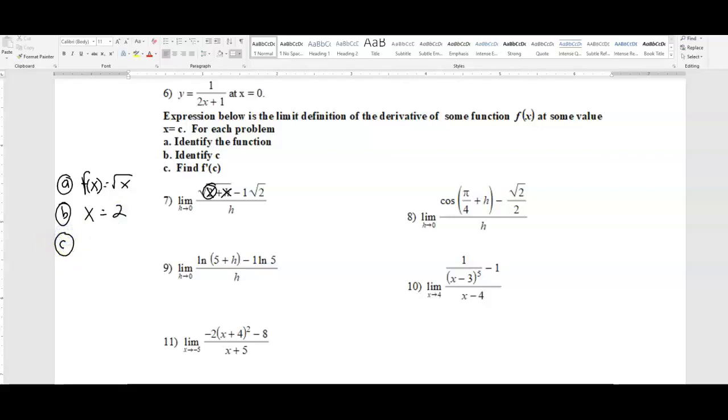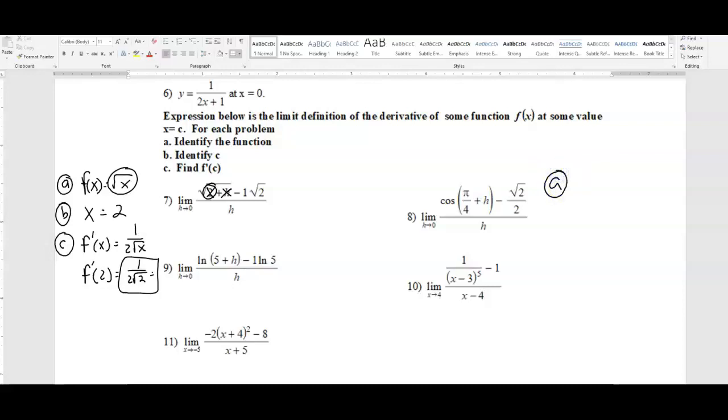For part C, they want us to actually find out what f prime of c is. So the first thing you're going to do is take the derivative of this expression, which is 1 over 2 square root of x, and then you plug in the c value that they gave you. And I'm just going to leave my answer like this, honestly. It doesn't really simplify. You could rationalize it if you wanted to, but I think I'm going to go ahead and just leave it just like that.